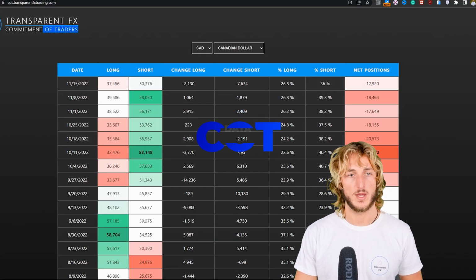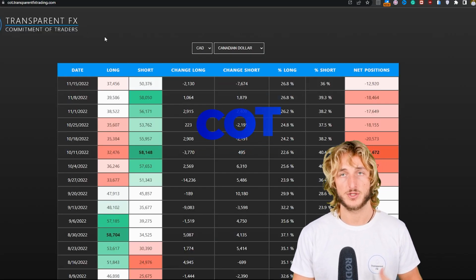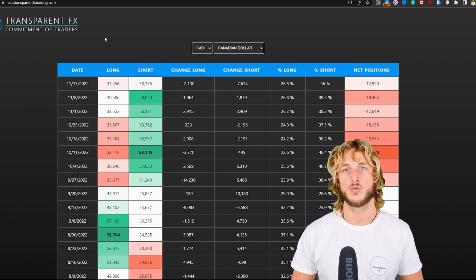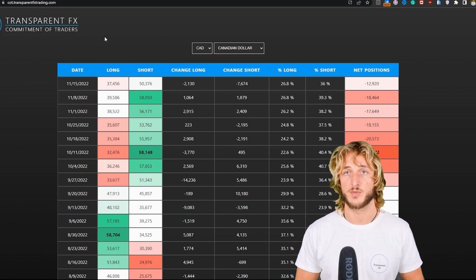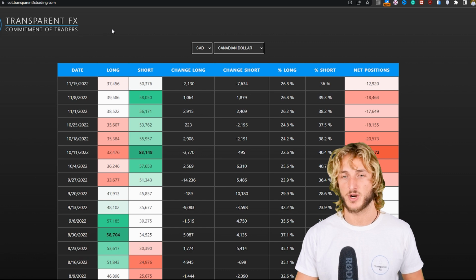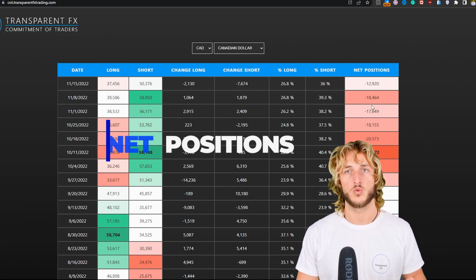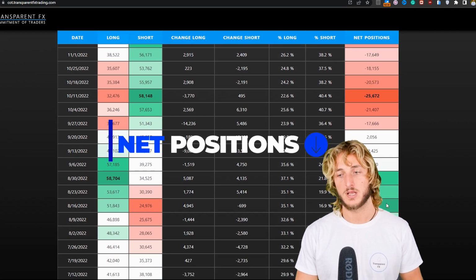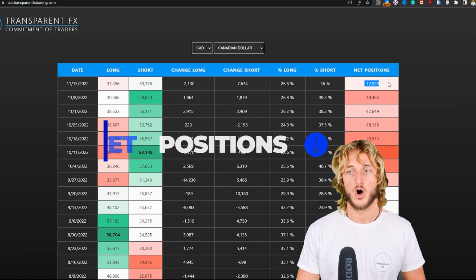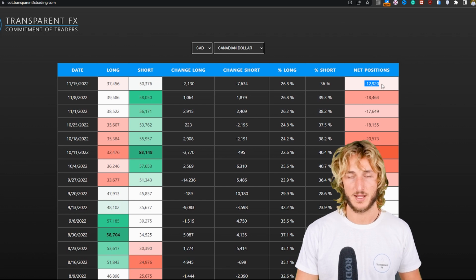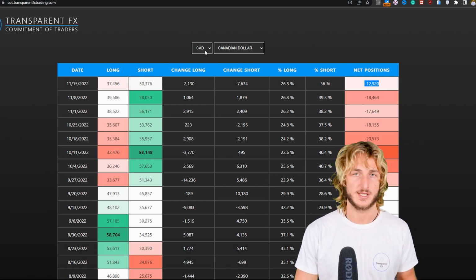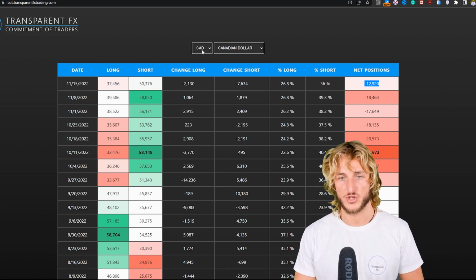Now, if we go and see what we have when it comes to the commitment of traders, so the COT data, which is what the non-commercials, so the biggest speculators in the market are doing, which are the big players in the market, and we check the data for the CAD, we can see how the CAD has been getting quite negative. We went from plus 26k net positions all the way down to minus 12k net positions. So the CAD is getting weak, which is exactly what we need for EURCAD to reject to the upside.